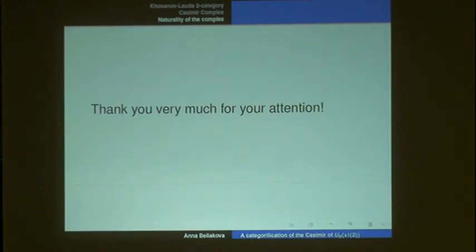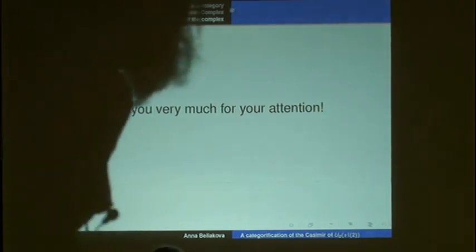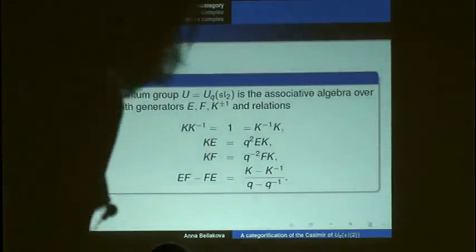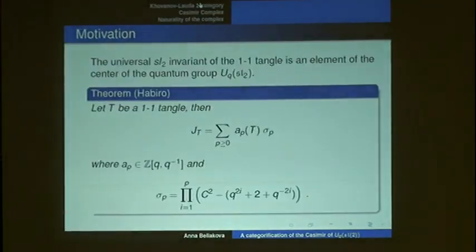So does this give a universal categorification of the Jones? Or does this give a categorification of the universal invariant that you're talking about? No, it's just a categorification. If you look at the beginning of my talk, this is just a categorification, not even of the C square, but just of C.